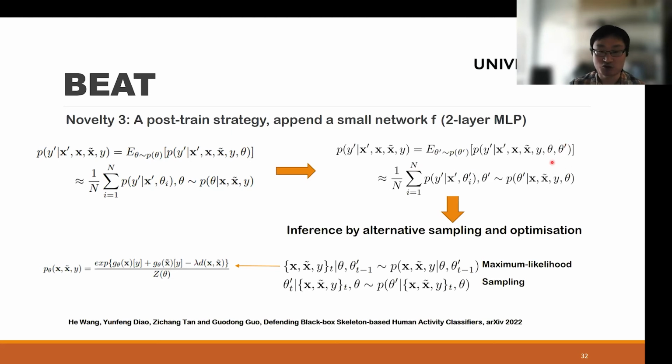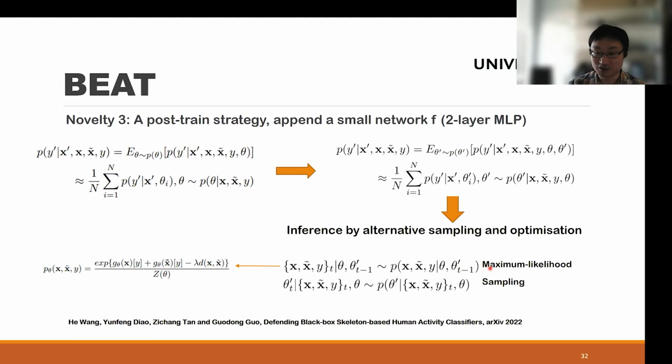We assume right now theta is given and does not change. We do not touch theta at all. We just train theta prime. So that's essentially just adding one more parameter into this optimization problem. When we do inference for this one, we have to do inference by alternately sampling the network weights and doing optimization, essentially maximizing the likelihood of the probability distribution.